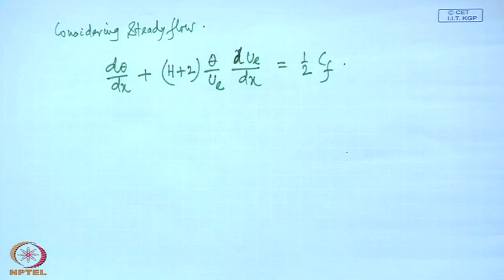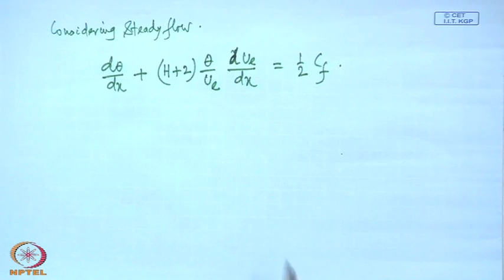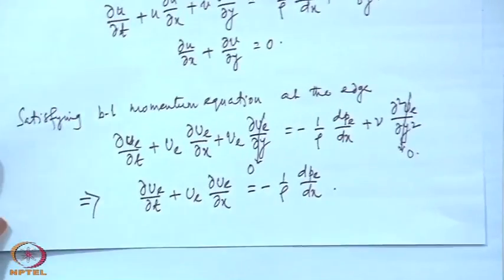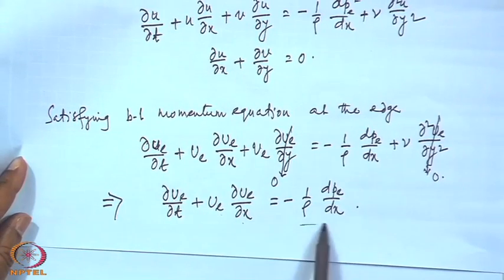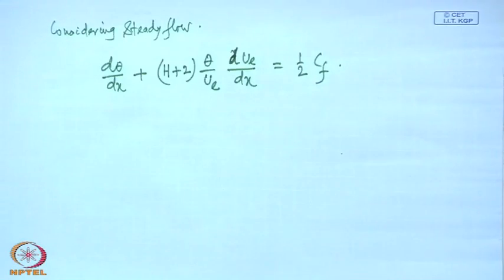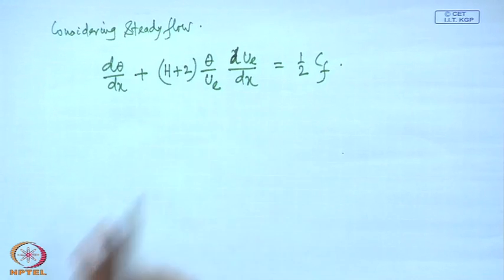Look to the second term which contains that dU dx. You can see on this side. Now, if you look to that momentum equation on the edge of the boundary layer, this one, for a steady flow UE dU dx is the pressure gradient. So, the second term here represents pressure gradient.